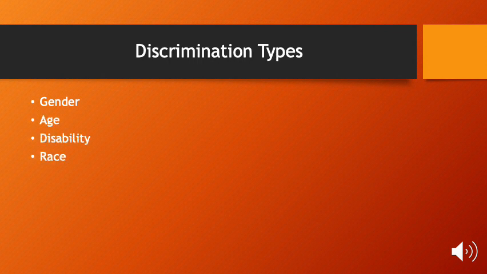There are many types of workplace discrimination. However, this training will focus on 4 specific types of workplace discrimination. Those include gender discrimination, age discrimination, disability discrimination, and race discrimination.